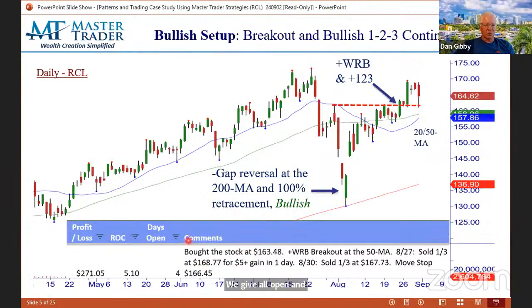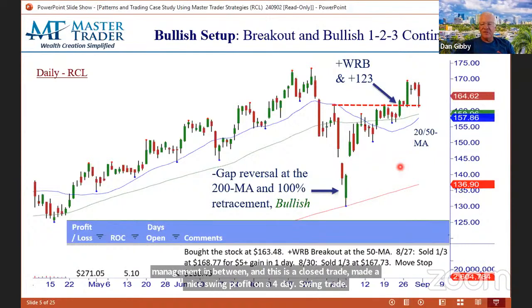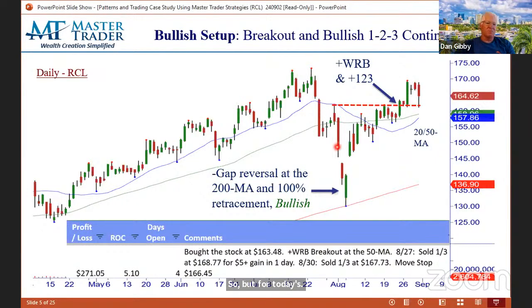You can be anywhere in the world. We give you the stock, the date, whether it is a stock or option trade, the technical strategy, so wide range breakout at the 50 MA, and management in between. And this is a closed trade, made a nice swing profit on a 4-day swing trade. But for today's session, we would just quickly say that's a beautiful 1, 2, 3 bullish retracement, closing breakout, price void, and then we're off to the next example. But today we're going to take it slow.